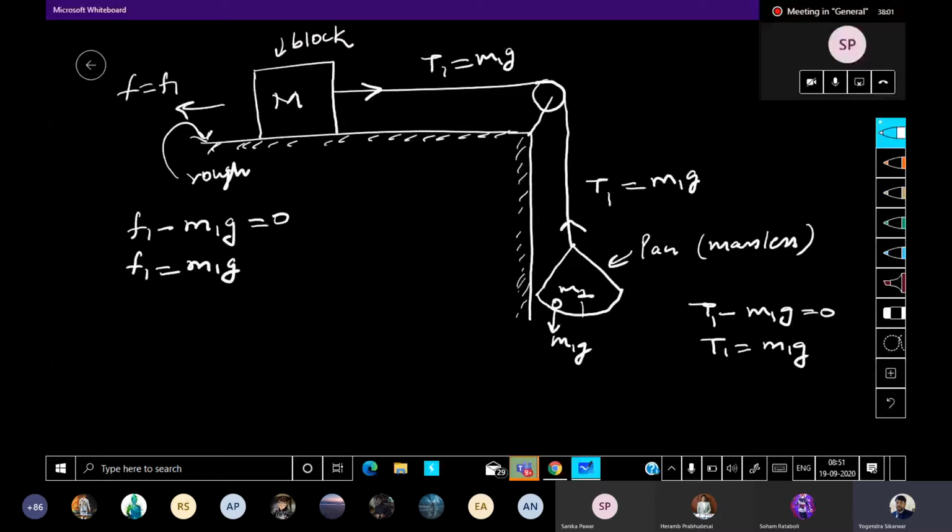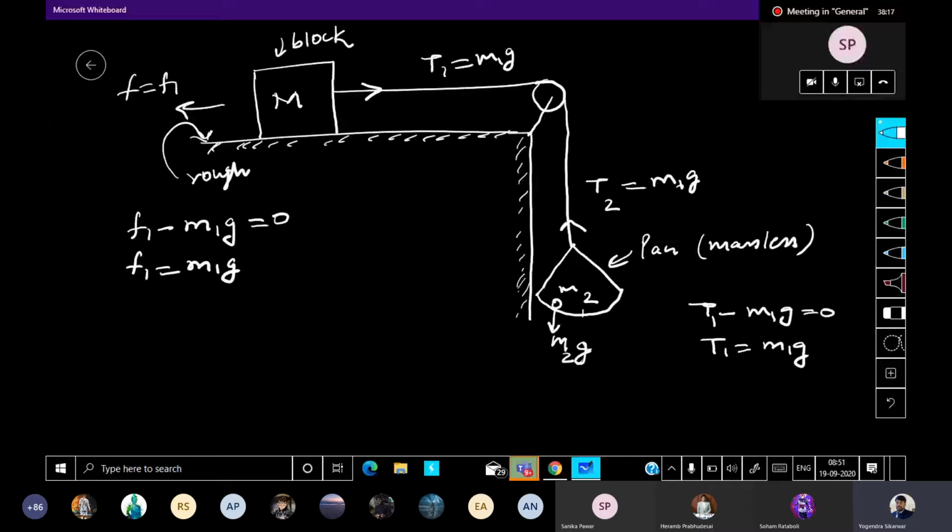Alright. Now when you saw that M1 is not sufficient, you made the mass as M2. So what you did, you changed the mass and made it as M2. So when you made the mass M2, the downward force will be M2G. Tension now will become T2. T2 will become M2G.